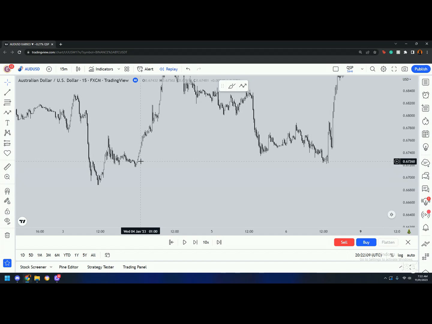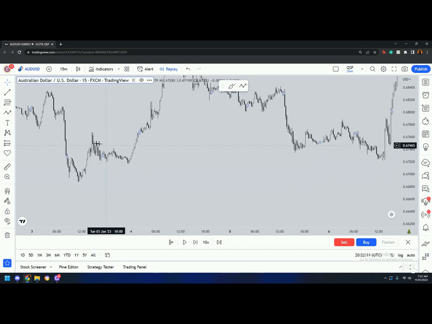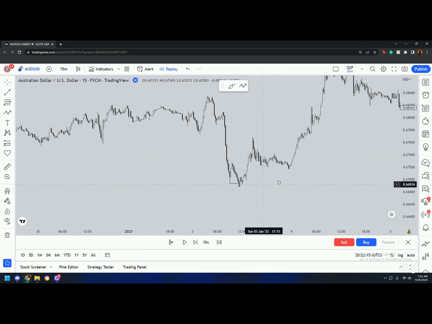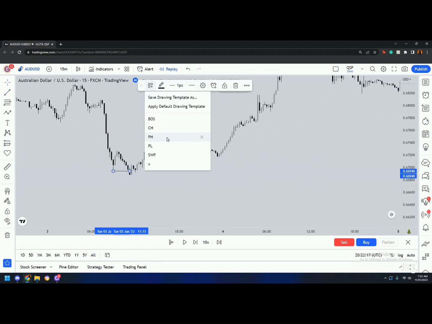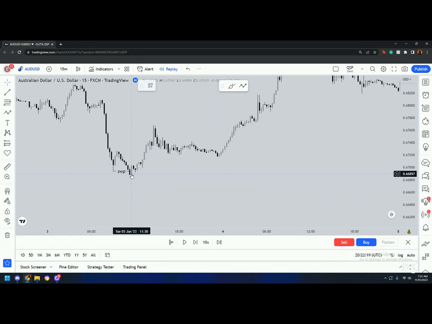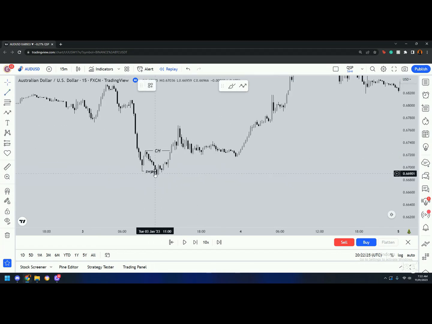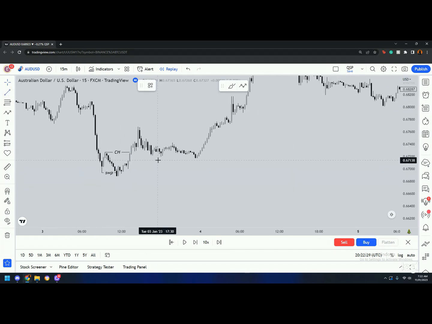Wait, what happened here? Oh yeah, this could be a CHOCH here. This swept the low, and then within this the highest point here, there's a change of character here, because it swept the low and then swept the high, right? And then there's a break of structure here as well. So now we're clearly bullish, right?